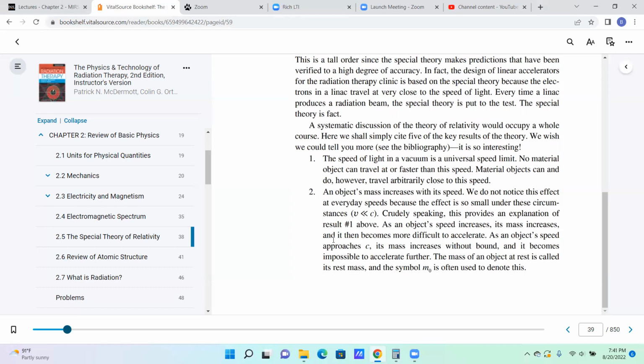Number 2, an object's mass increases with its speed. We don't notice this effect at everyday speeds because it's so small, but it provides an explanation of this. As an object's speed increases, its mass increases, and then it becomes more difficult to accelerate. As the object's speed approaches c, its mass increases without bound and becomes impossible to accelerate further. So the mass of an object at rest is called its rest mass.